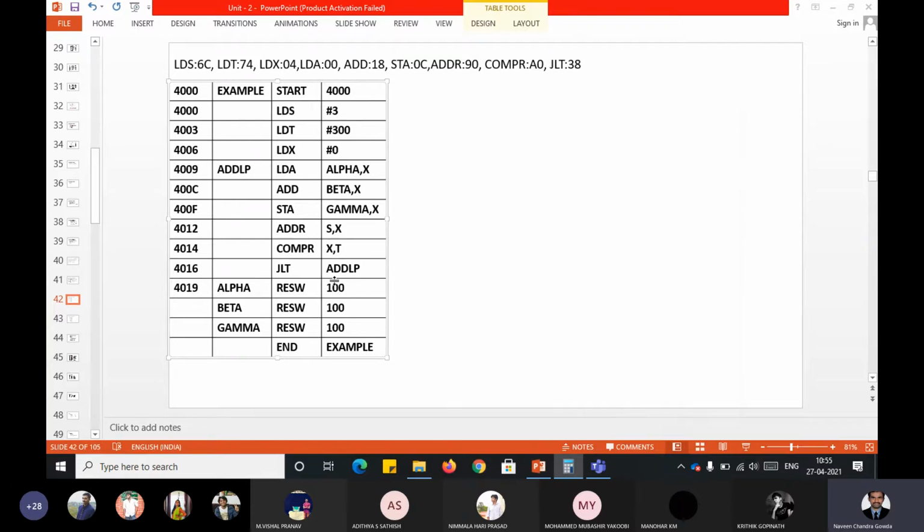I repeat, my dear students, here for alpha, beta, and gamma, you are allocating 100 words. That's what reserve word 100 says. As it is reserve word 100, this operand you have to multiply by 3, because it is reserve word. So 100 words means 300 bytes. But that 300 you can't add to this 4019 directly, because that 300 is in decimal, and this 4019 is in hexadecimal.